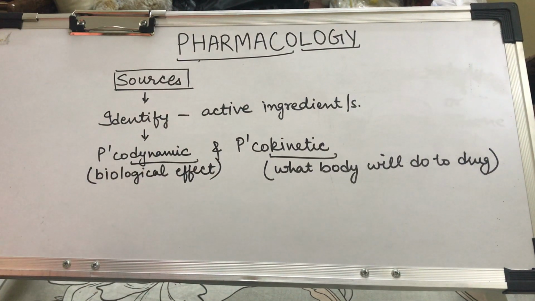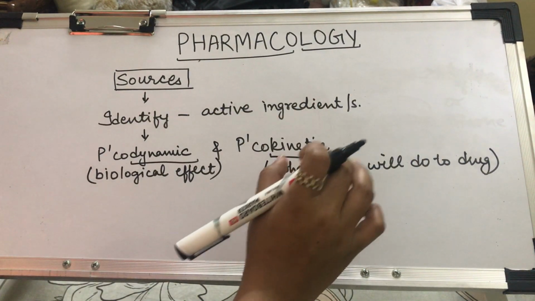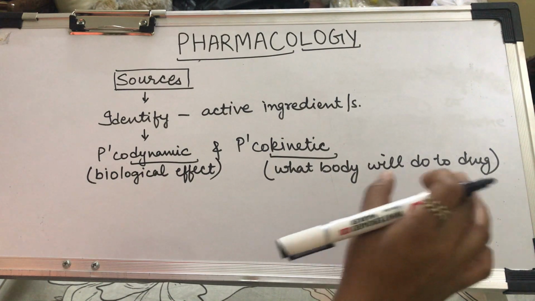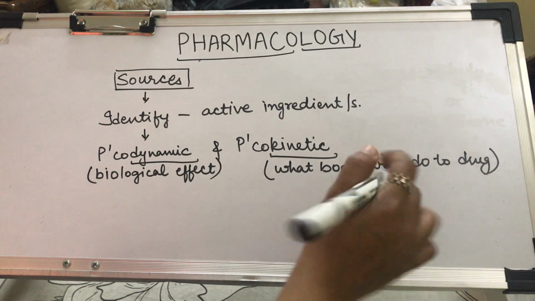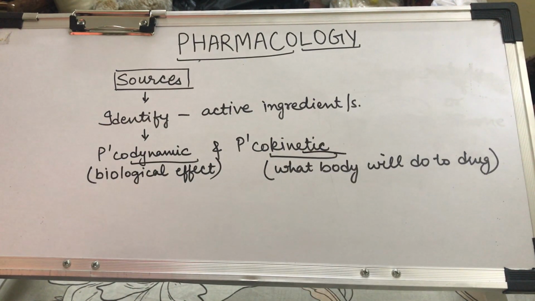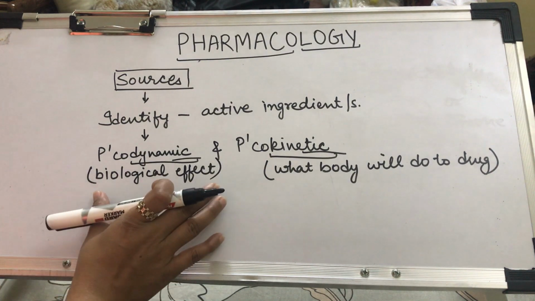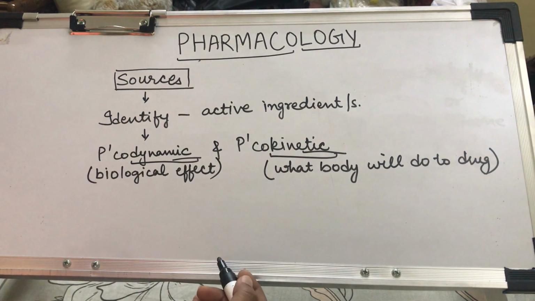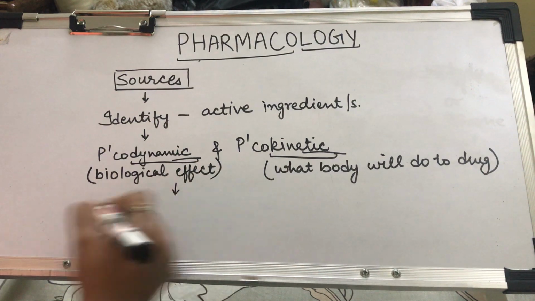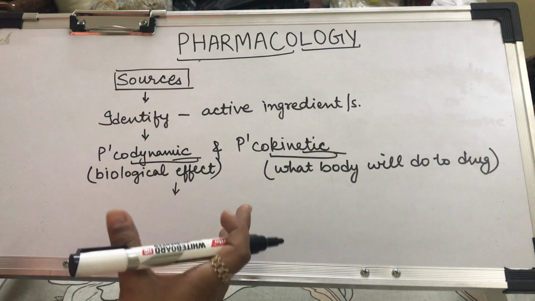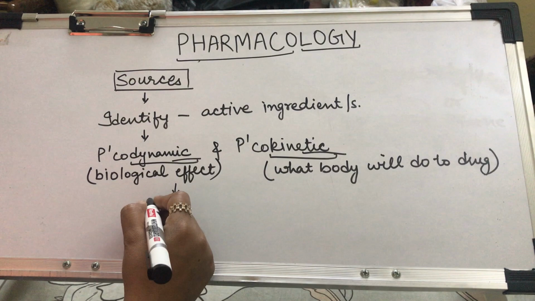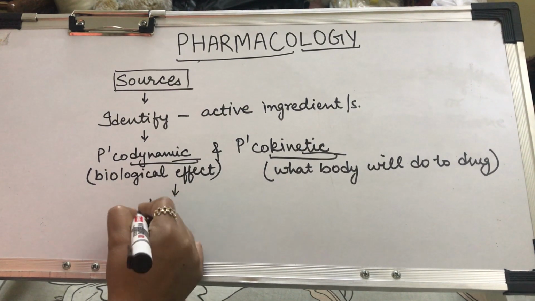That is kinetics. The drug will be broken down, absorbed, distributed, metabolized, eliminated from the body. That is kinetics. What effect it is going to produce in the living organism? That is dynamics. So after we have identified the active ingredient, we are going to check its dynamic and kinetic properties. Then we are going to ensure a precise constant dosage.